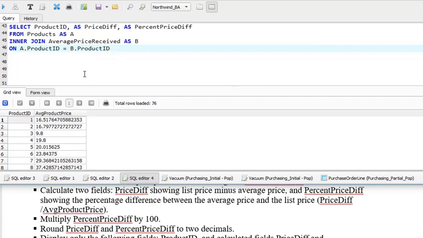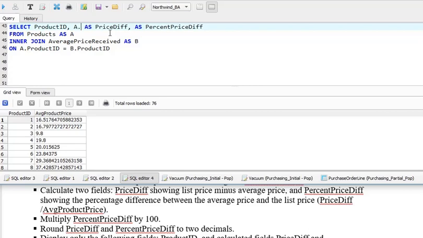And here I don't need to group anything because each product is one distinct row in the products table, and likewise I already grouped by product ID and average price received, so each row in there is also only one row per each product. But I do need to go ahead and do these calculations for price diff, and price diff is defined as list price minus average price, and list price is the unit price in the product table.